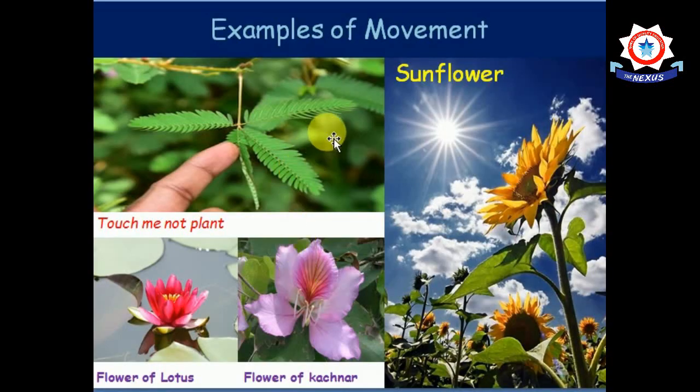Have you ever seen a touch-me-not plant? If you go and touch that plant, it will contract its leaves. So this is the movement within the plant. Like a sunflower always turns its face towards the sun. Some more examples are the leaves of kachnar and plants of lotus. So several living things can move.